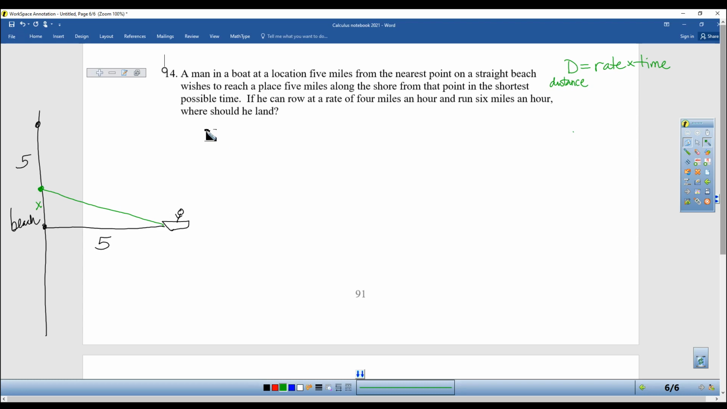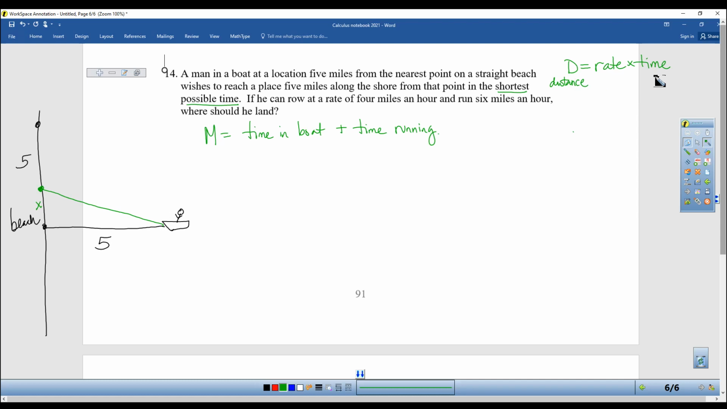So we're trying to minimize his time, shortest possible time. Well, where's his time going to come from? It's going to come from his time in the boat plus his time running.